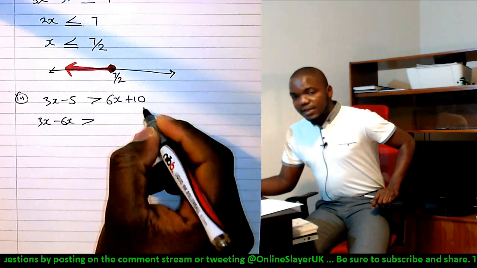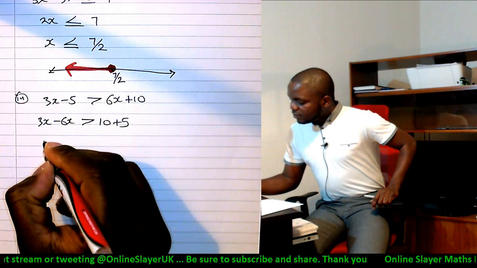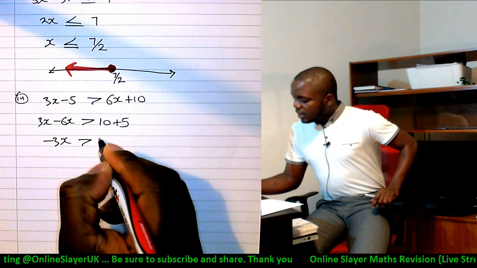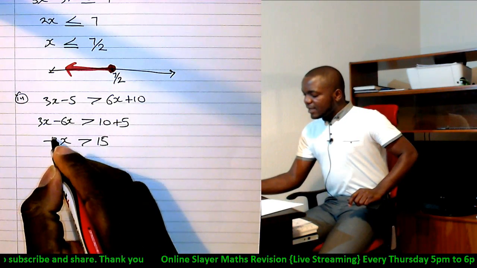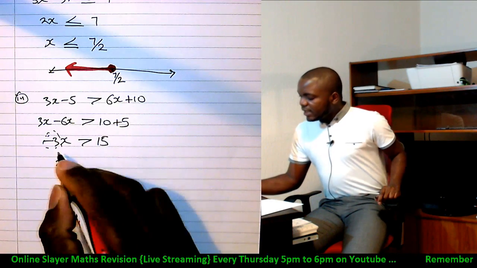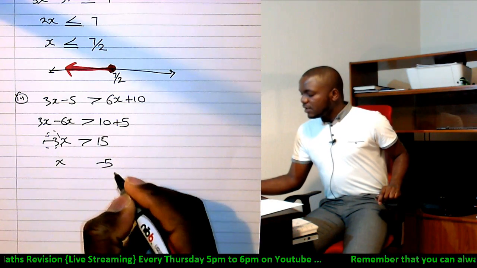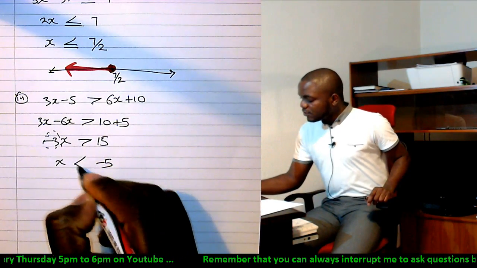Take this minus 5 to the other side. So it is 10 plus 5. And this gives you minus 3x greater than 15. Now we're going to divide both sides by a negative number. Are you scared now? Divide 15 by a negative number, it gives you minus 5. But what happens to this sign which says greater than? It changes to less than.